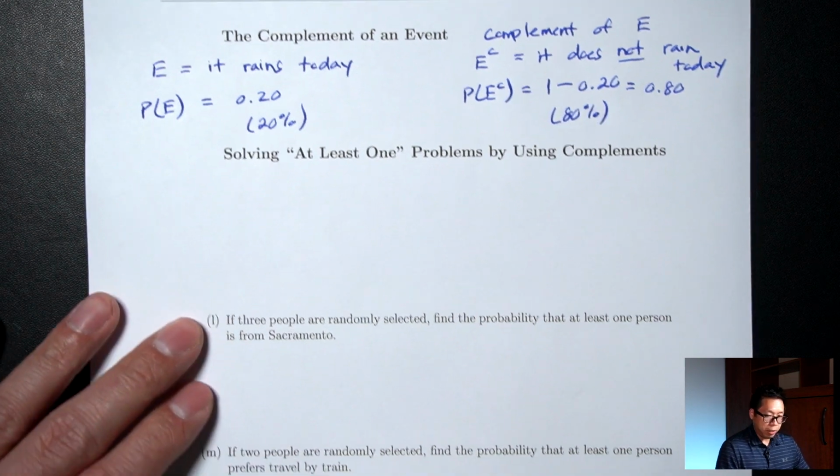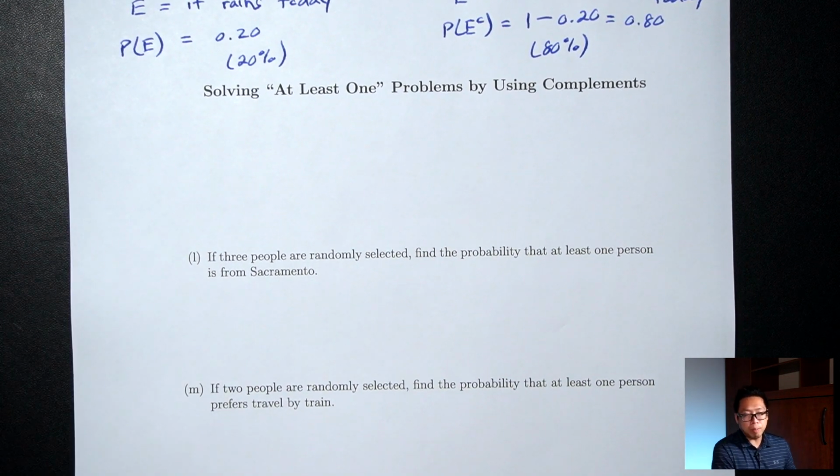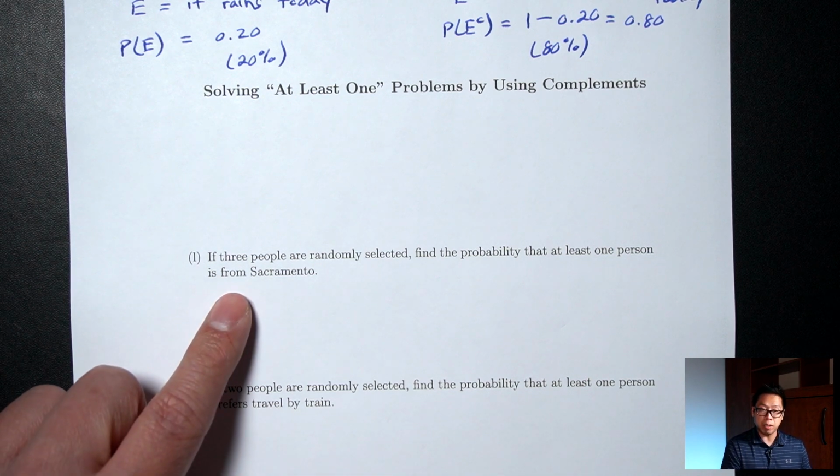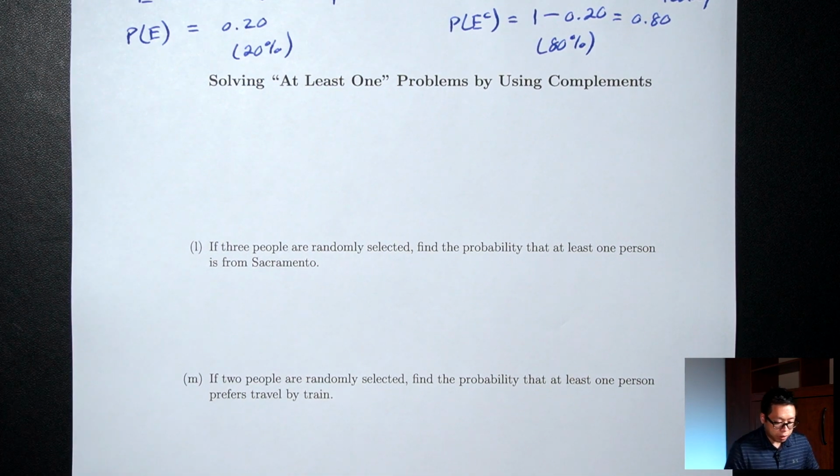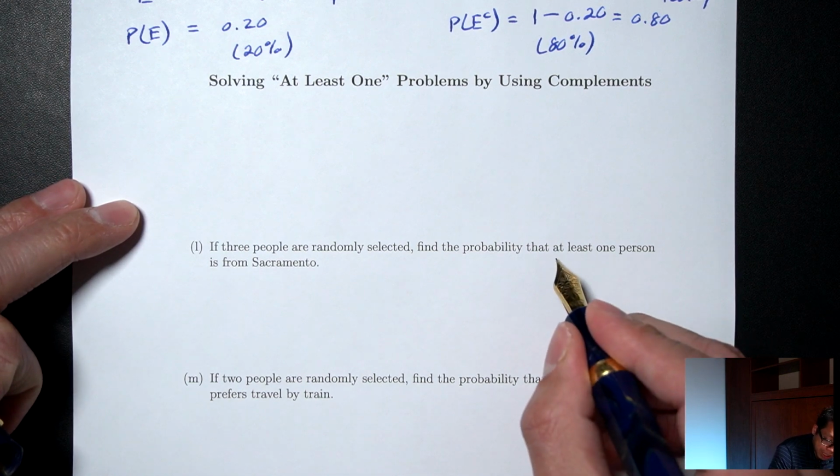So let me jump to part L here. It says if 3 people are randomly selected, find the probability that at least one person is from Sacramento. So the keywords on this page are the words at least one.